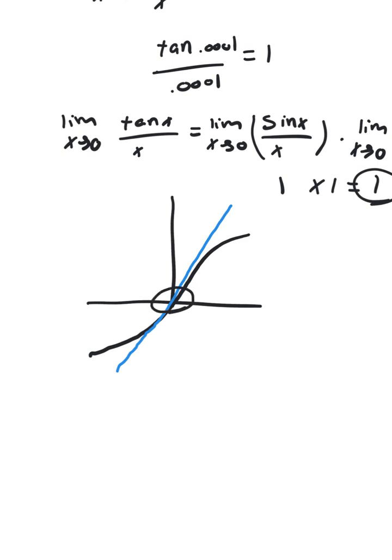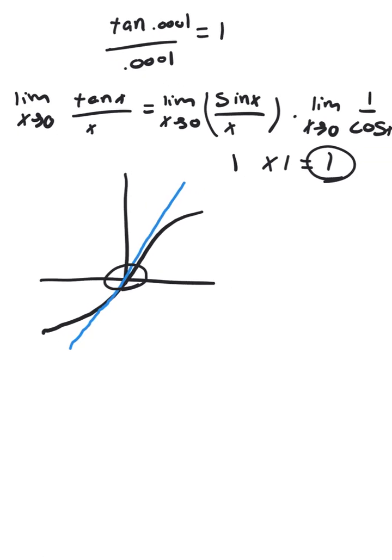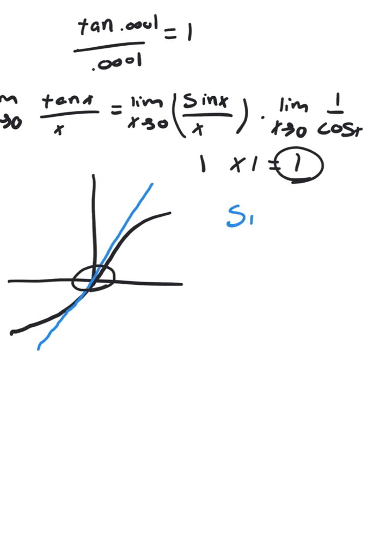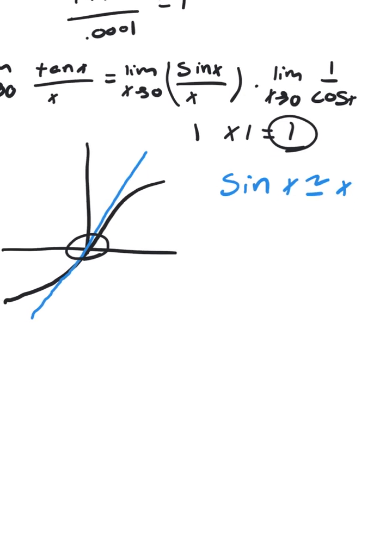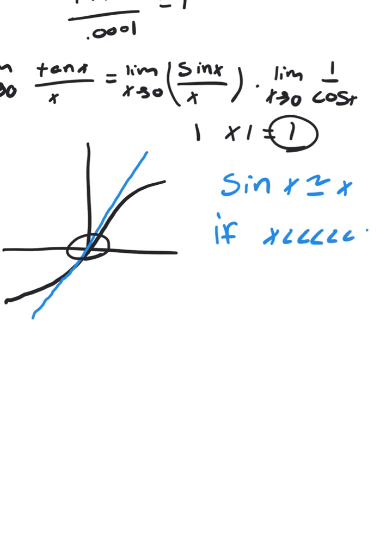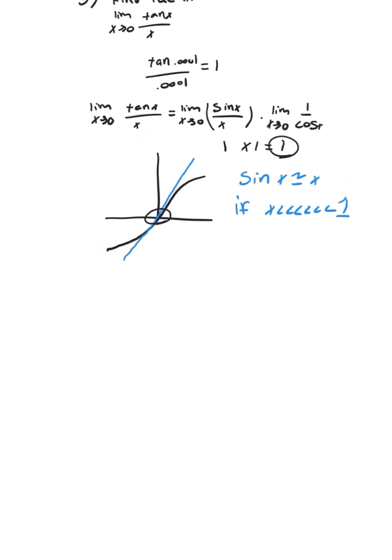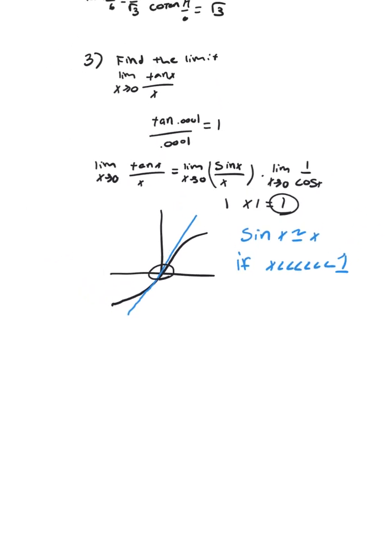So the problem is that sine of x and the actual x itself are pretty much similar. So sine of x is almost equivalent to x if x is a little bit smaller than 1. And so that's the solution.